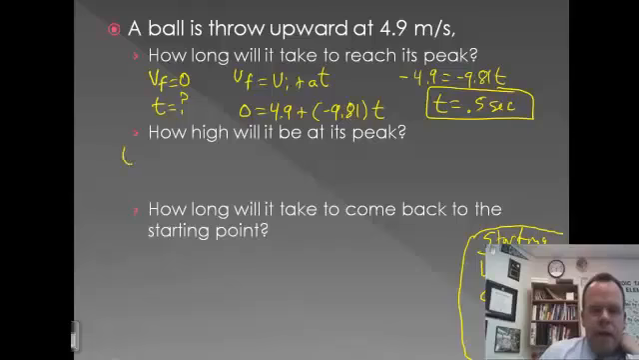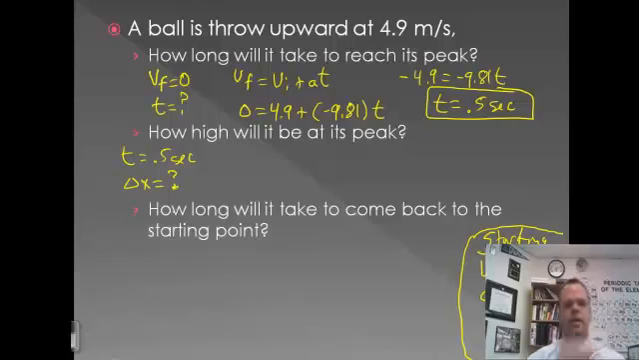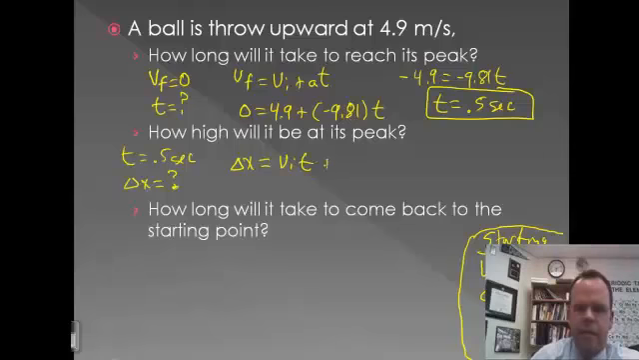Second problem. I now know the time is 0.5 seconds, and I'm looking for displacement. So I need displacement, time, initial velocity, and acceleration. So now the best equation, delta x equals Vit plus 1/2 at squared. So delta x equals 4.9 times 0.5 plus 1/2 negative 9.81 times 0.5 squared.